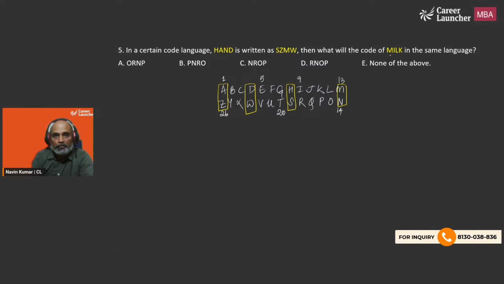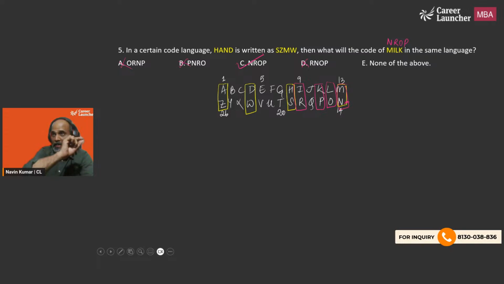So if you look at the word milk, so M, so the first one should be N. So right now, the only option that makes sense is either C or E. Since we have none of the above, we have to check further. So M will turn to N, I will turn to R, right? So we will have NR, L will turn to O, so NRO. So C option is all good so far. And then K will turn to P, so NROP, C becomes our answer.